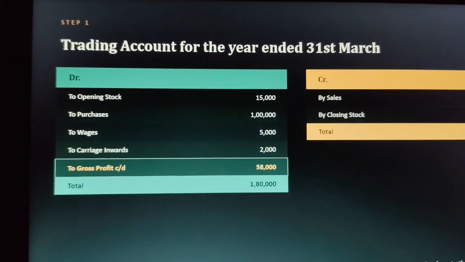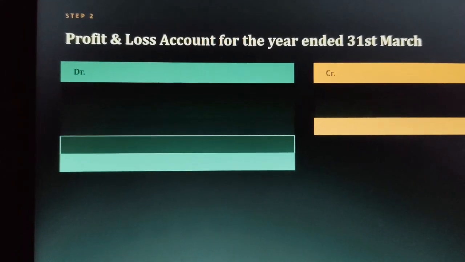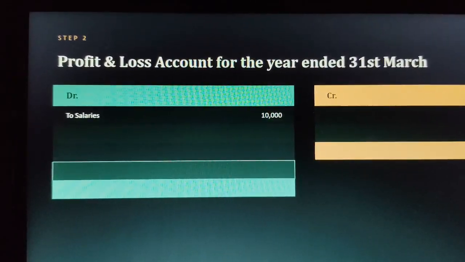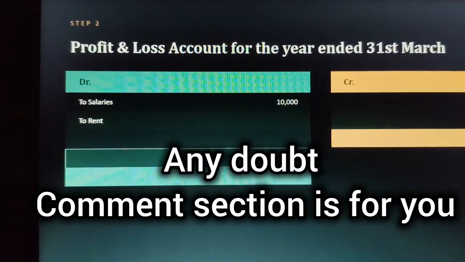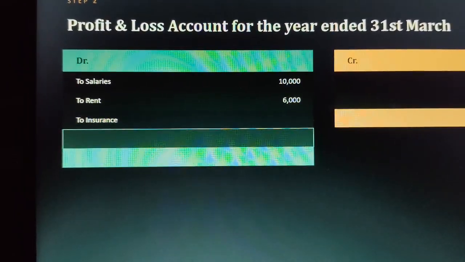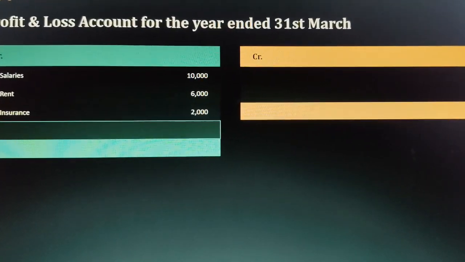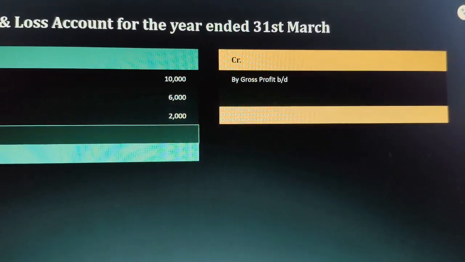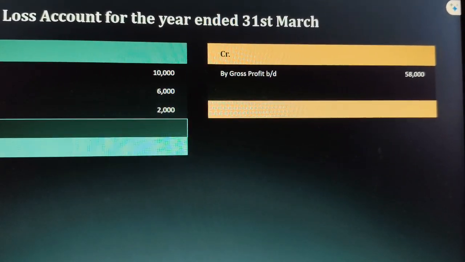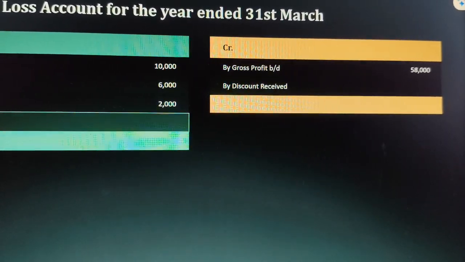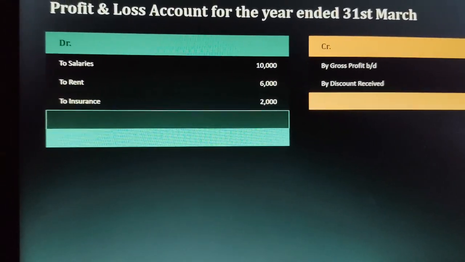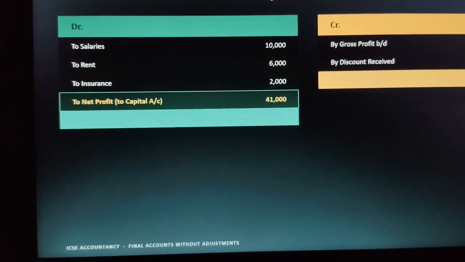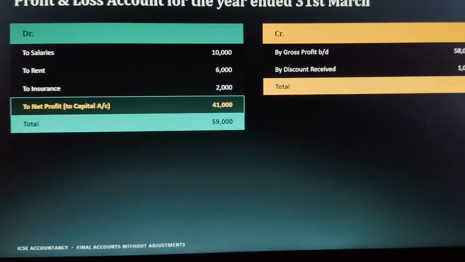Now let's look into the profit and loss account. On the debit side, we have To Salaries 10,000, To Rent 6,000, To Insurance 2,000. On the credit side, we bring down By Gross Profit brought down as 58,000 and By Discount Received 1,000. This gives us a net profit of 41,000 and the total tallies at 59,000.